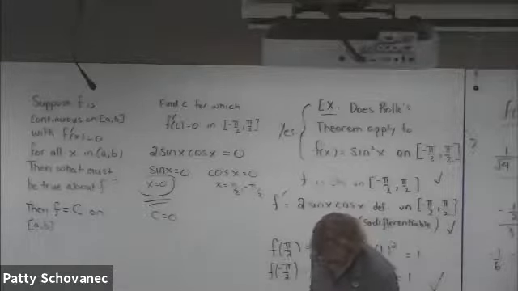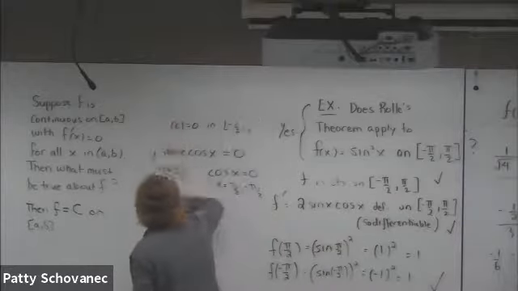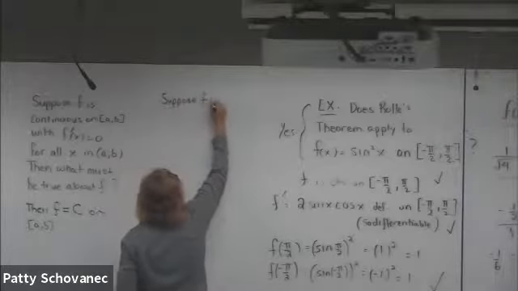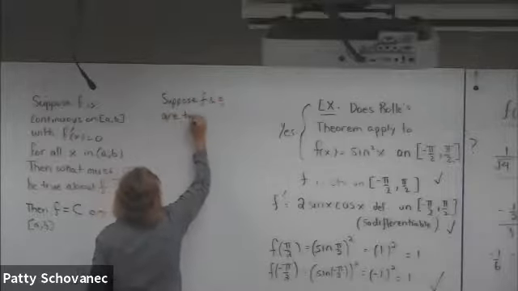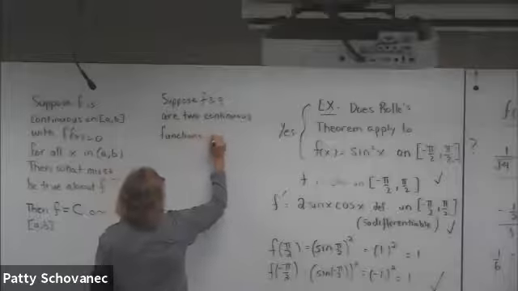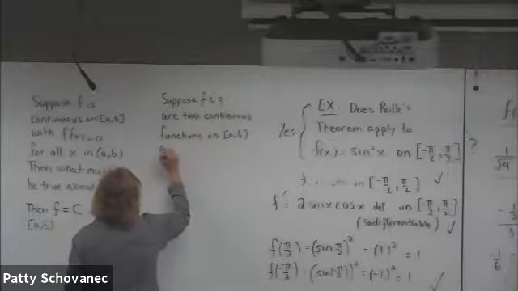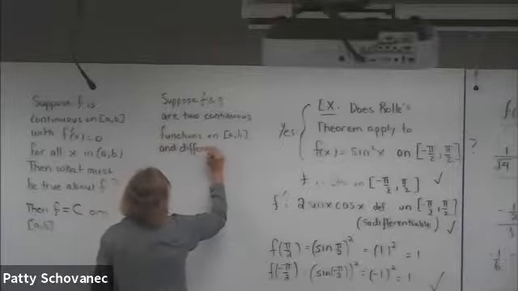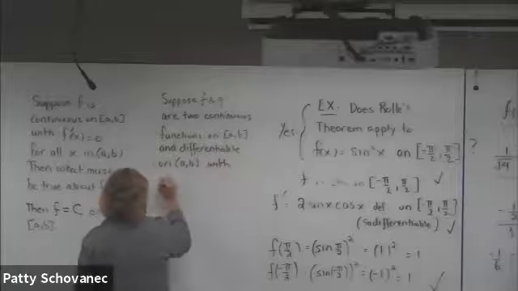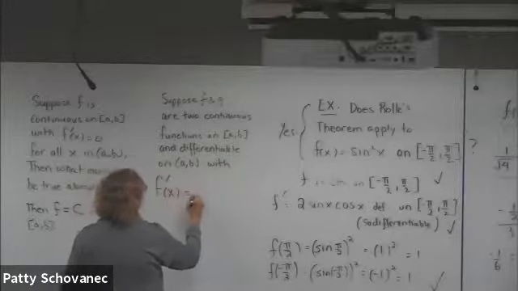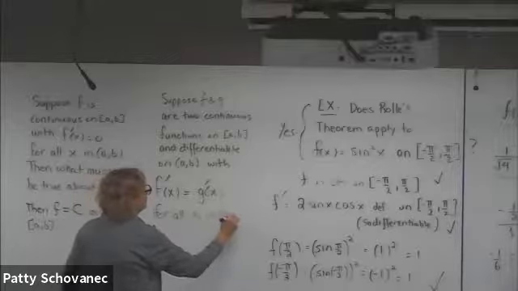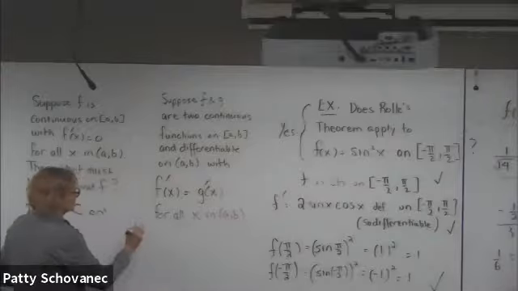All right, next one. Suppose f and g are two continuous functions on the interval from a to b and differentiable on the open interval with f prime equal to g prime for all x in the interval from a to b. What must be true about f and g?